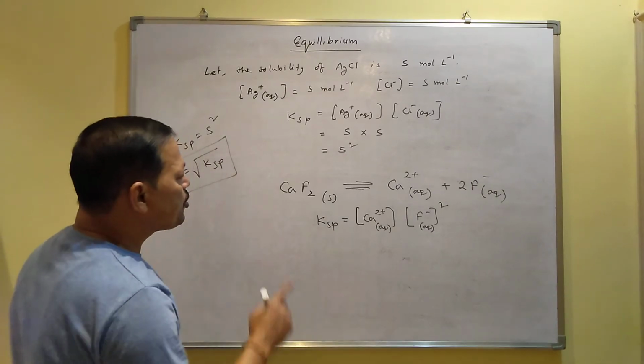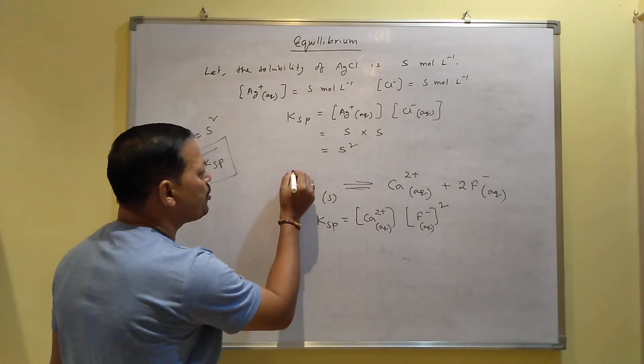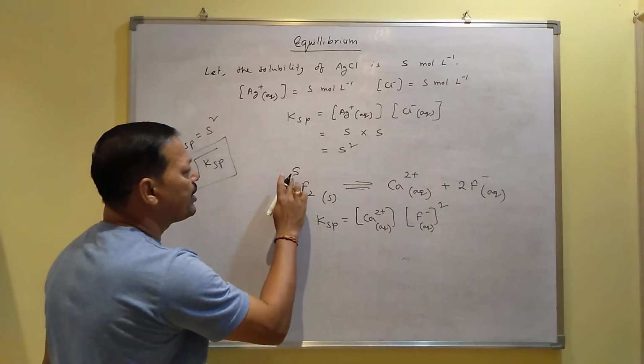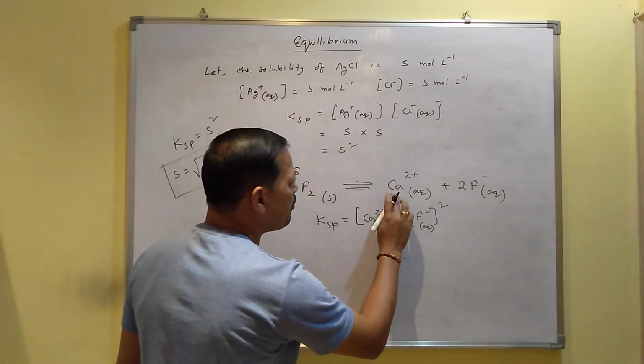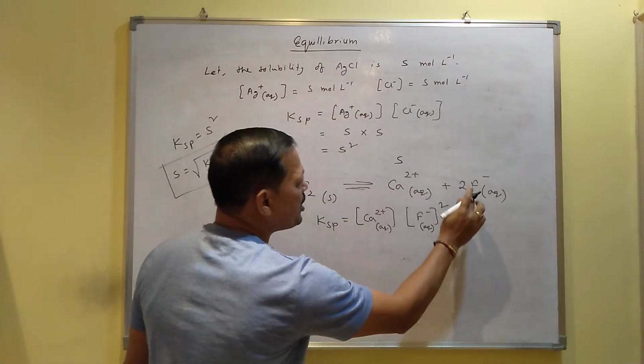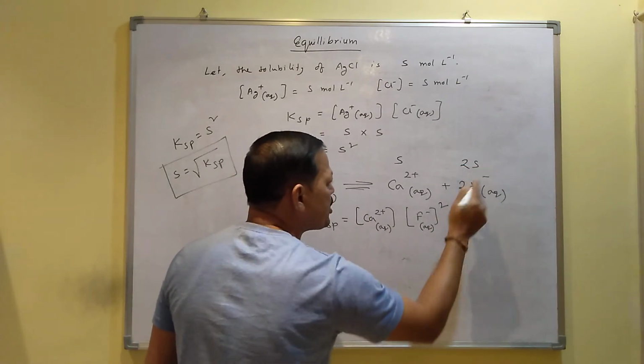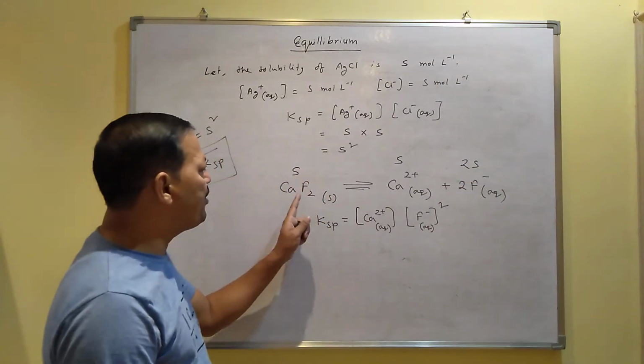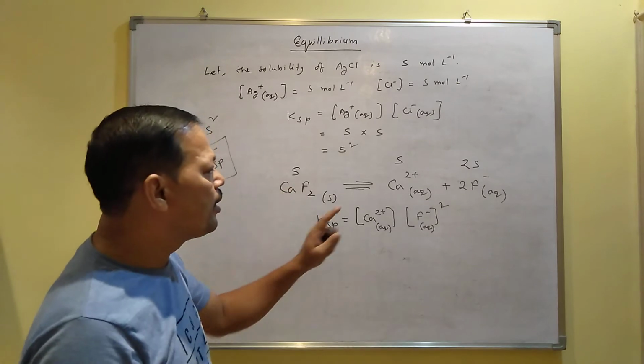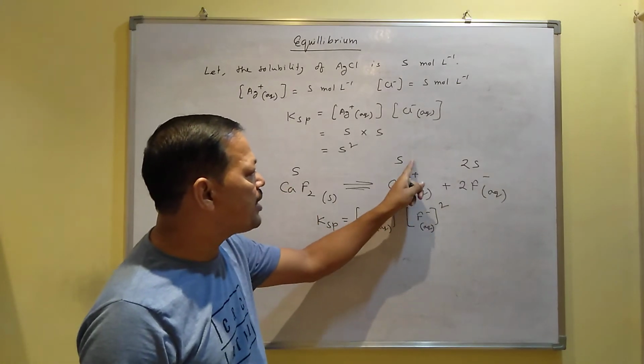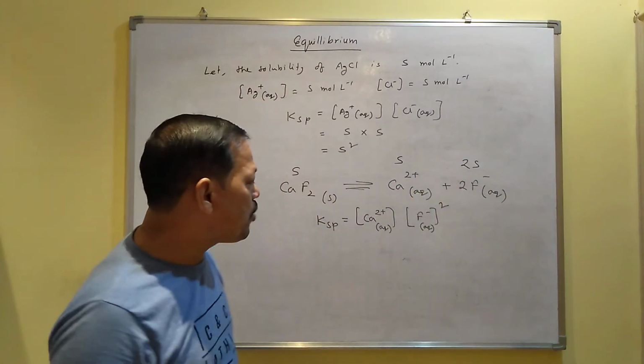Now, if the solubility of calcium fluoride is considered as S, then the concentration of calcium ion will be S, and the concentration of fluoride ion will be twice S, because here 2 moles are present. That's why, if the solubility is S mole per liter, then the concentration of calcium ion will be S and the concentration of F minus will be twice S.